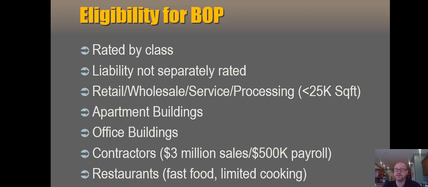Restaurants, when we talk about restaurants in the business owner policy, it's only fast food. It's only places that have limited cooking facilities. The more cooking that's going on, the more likely it is you need to be separately underwritten and rated, because that's where the injuries come from, that's where the liability comes from, that's where the big claims come from.